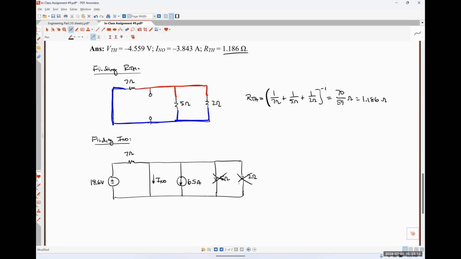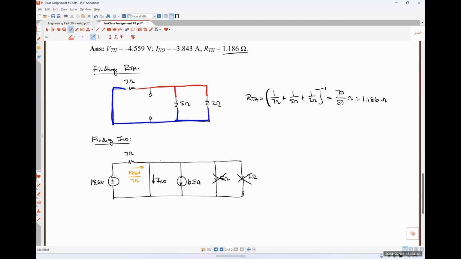So the reason why I was hesitating when the student suggested nodal is because nodal involves setting up a system of equations using Kirchhoff's current law. And I think we can solve this literally just using Kirchhoff's current law, right? So what I mean by that is by inspection, the 18.6 volt source and the 7 ohm resistor are in parallel. So I can say that there is a current of 18.6 volts over 7 ohms flowing to the right.